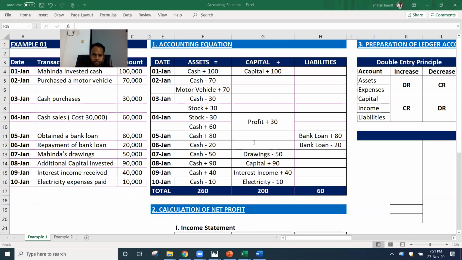I got one answer. It is not 250. So I've got several answers: 60, 30, 100, 130, 250, 200. So there are doubts. Okay. So how do you calculate the profit? Profit means income minus expenses. So in the capital column only, you have recorded the profits. Profit means all the income and expenses. So let's see what are the income and expenses. There are three items.